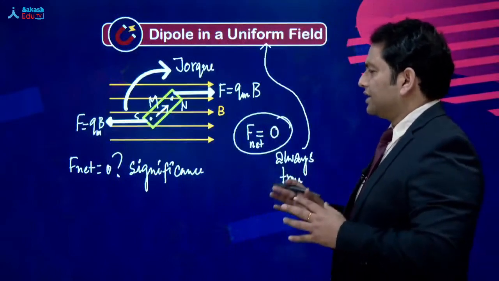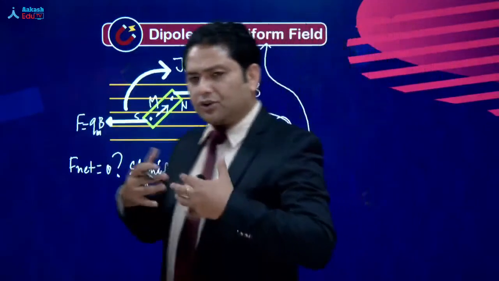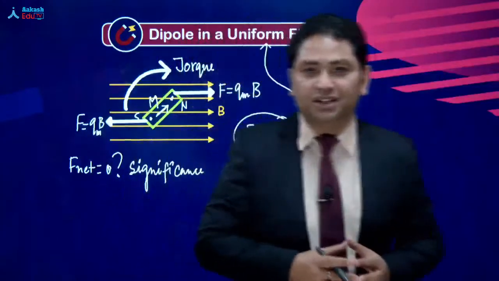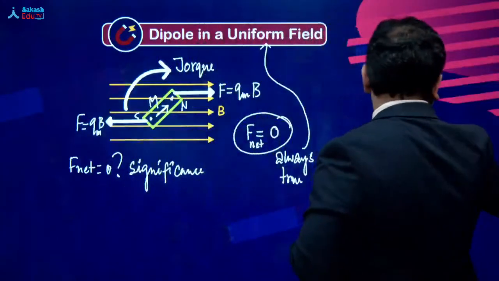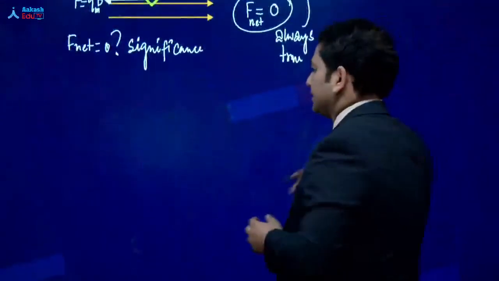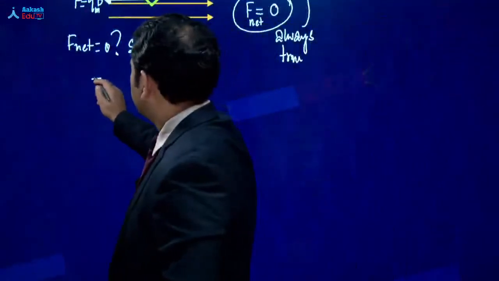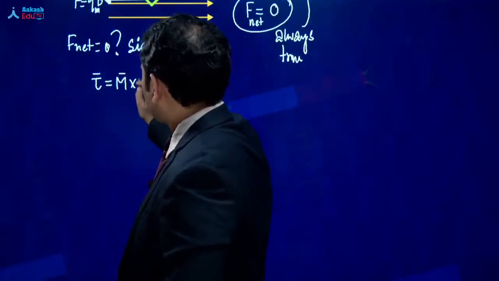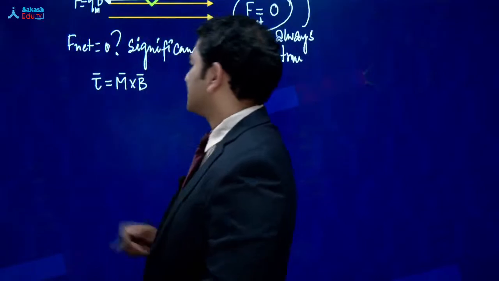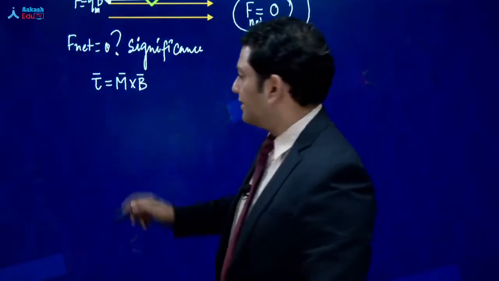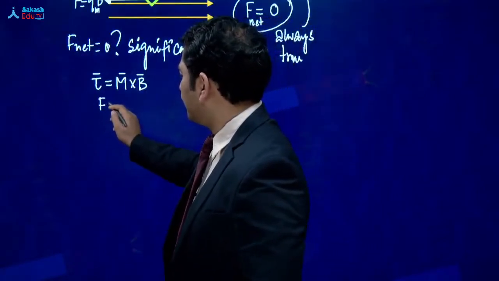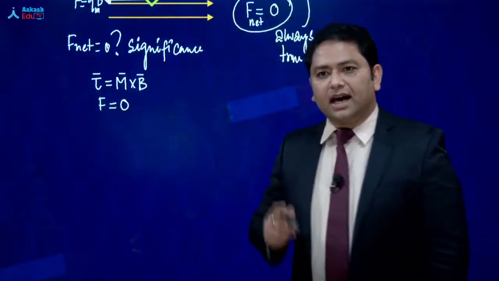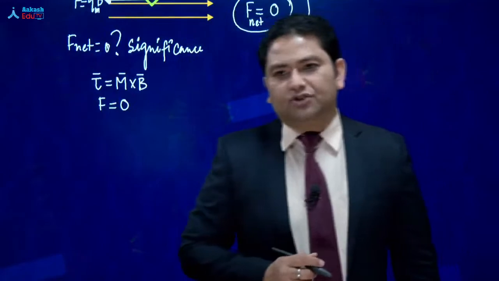So for the torque calculation, because we are in more of a revision state, I will not be going for the derivation, but for torque you would get this. The torque is equal to M cross B. This is the expression of the torque, and the net force is always 0 anyway. So now what we'll do is, see, let's try to understand.